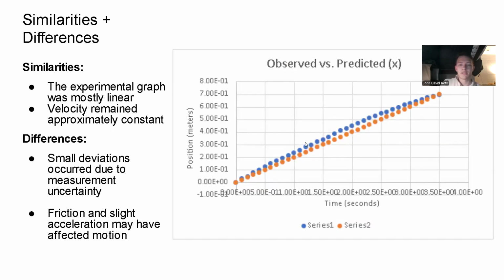So this is what it looked like. So predicted slash observed, with this blue line being the observed position. You can see how it kind of slows down compared to the constant linear graph right here of the computational model.